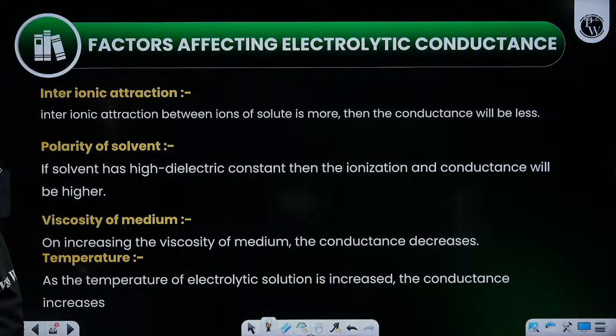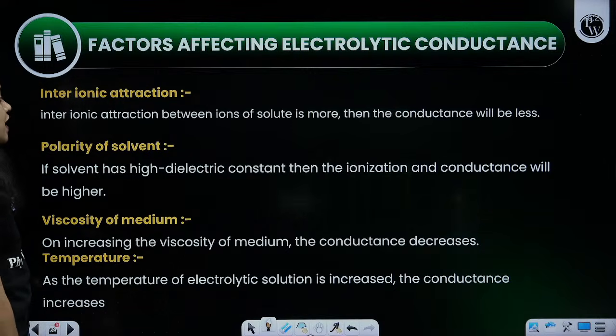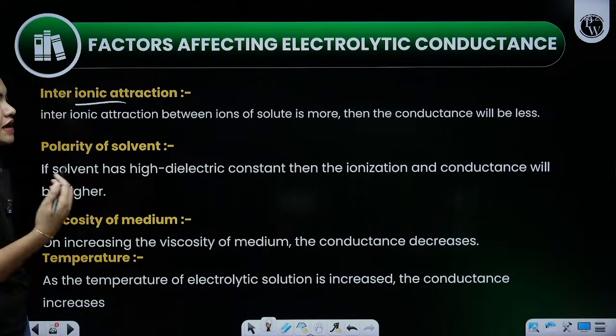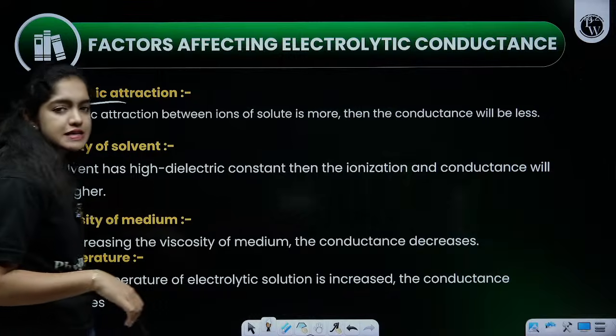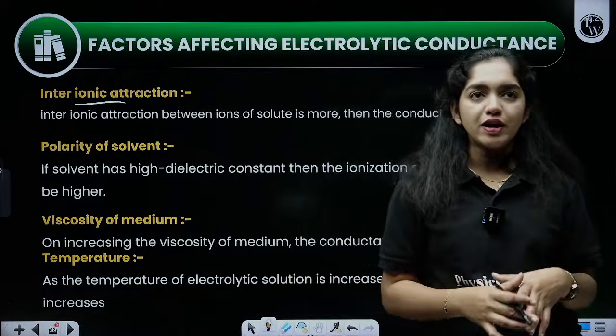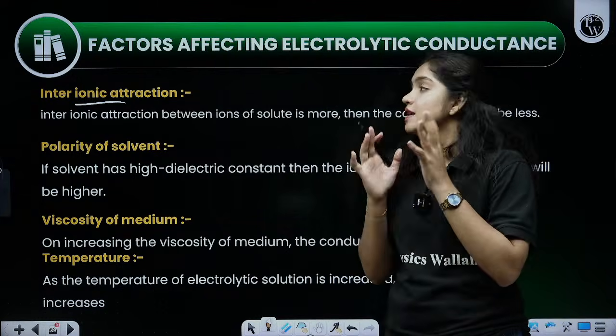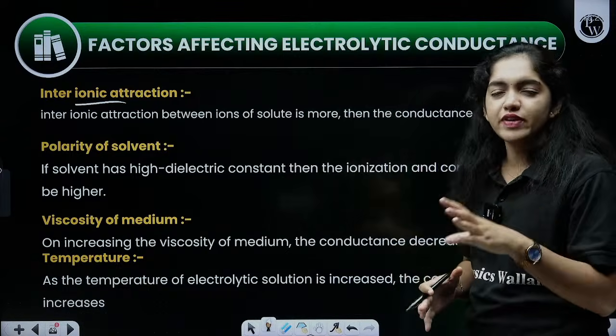Next, the factors affecting electrolytic conductance. It can be asked for 2 marks or 1 mark as a sub question. The first factor is interionic attraction. If the attraction between ions is high, the conductance will be less. There should be free positive and negative ions, then only it can easily conduct electricity through the solution. For that purpose, the interionic attraction should be very weak, then only it can conduct.